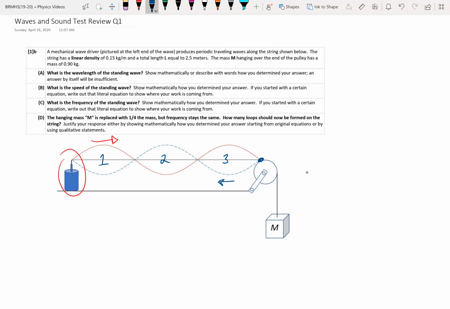What else are we given in our question? The string has a linear density of 0.15 kilograms per meter and a total length capital L equal to 2.5 meters. The mass capital M hanging over the end of the pulley has a mass of 0.90 kilograms.